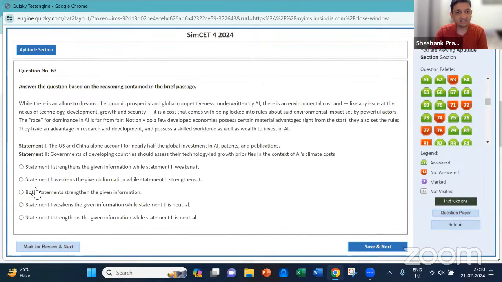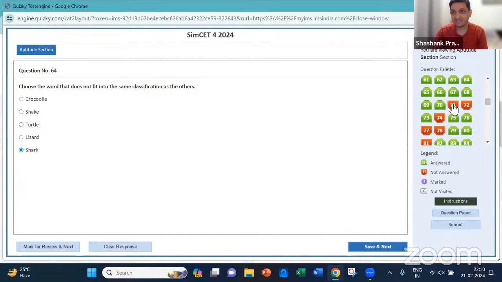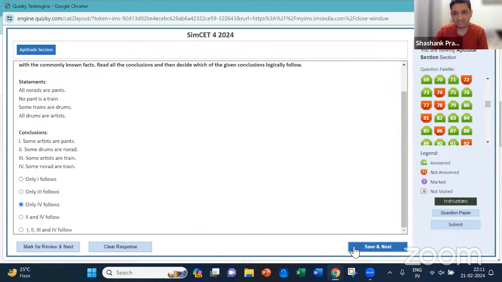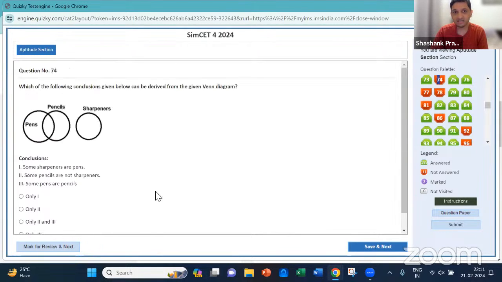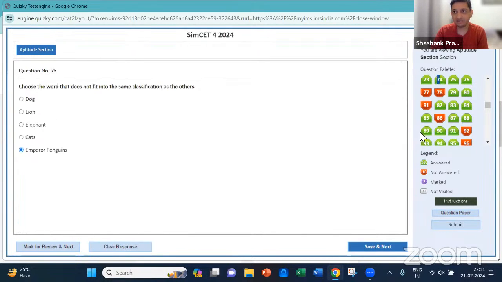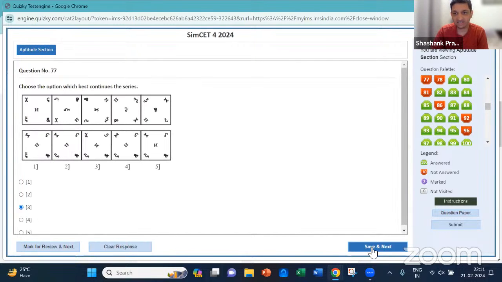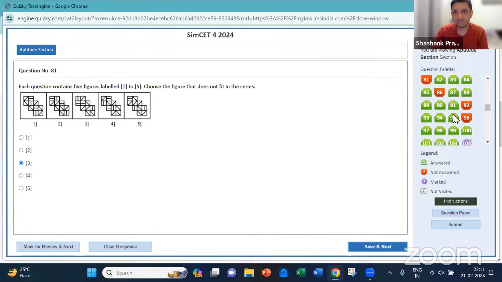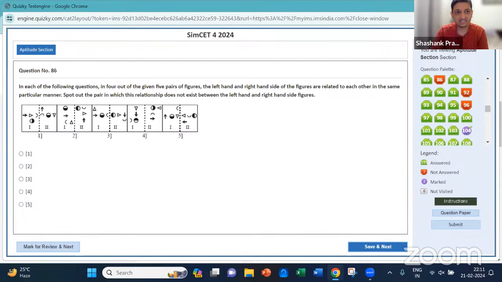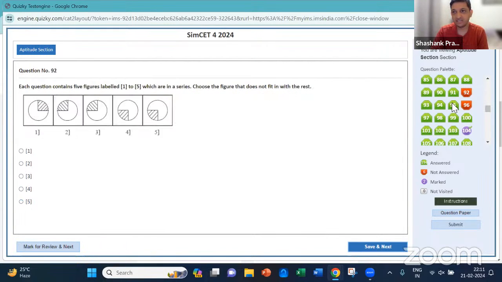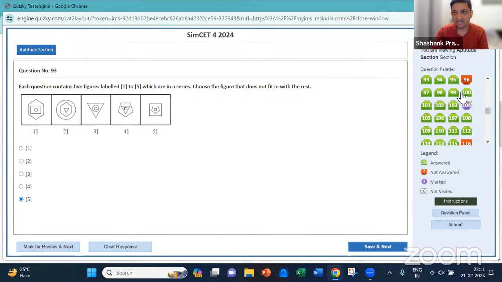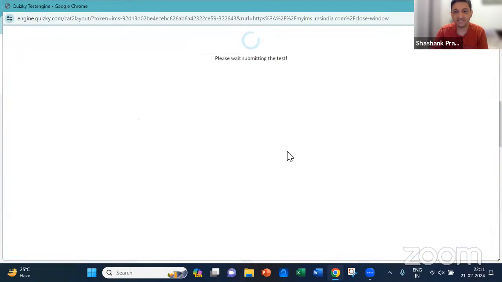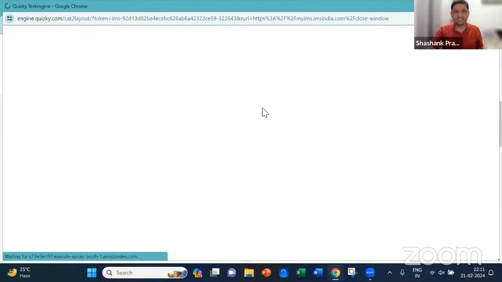Okay. 63. Both statements strengthen. Let them strengthen. 61. Option 3. Option 3. This one we had done properly. 74 is option 3. I don't think I'll be able to finish everything. C. 3. 81. Option 3. 86. Option 3. 92. Option 3. And 96. Option 3. And 116. 4 I think will miss, right? Okay, doesn't matter. Chalo, let's see.